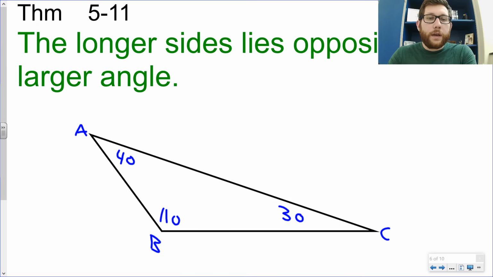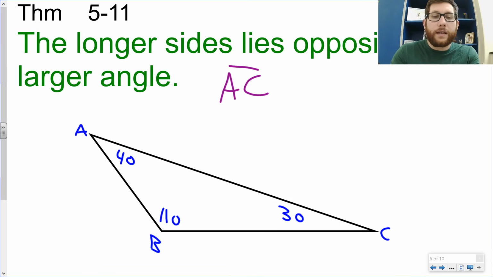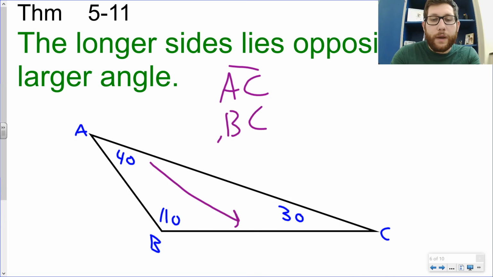All right. Now, this actually works in reverse. If I know the angles, I can order the sides. Notice here, if I know each of these angles, I could put the sides in order, and it works the same way. The biggest angle is opposite the biggest side. So if I was going biggest to smallest here, I would say AC is my biggest side. I would say that, let's see, 40 is bigger than 30, so that would tell me that BC would be my middle side. And then I would say that AB is my smallest side, just like that.